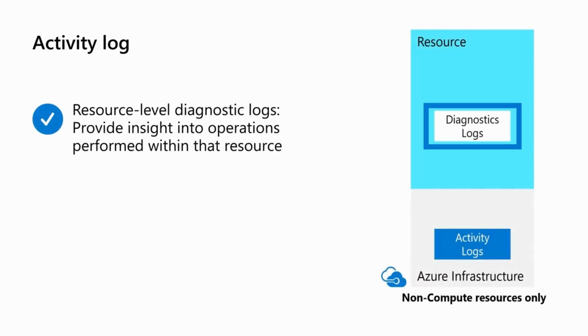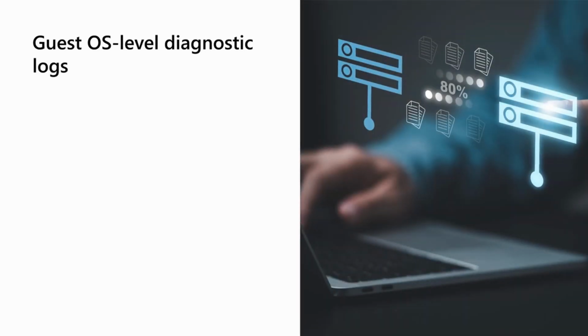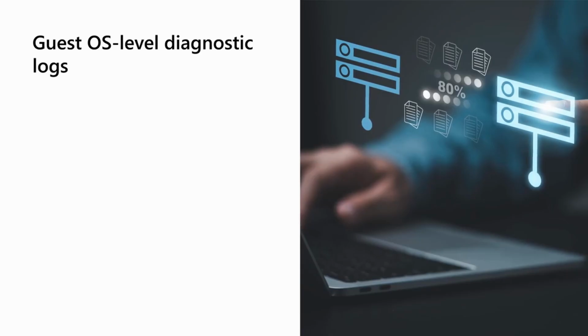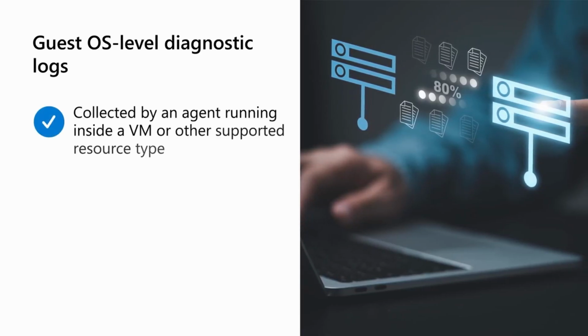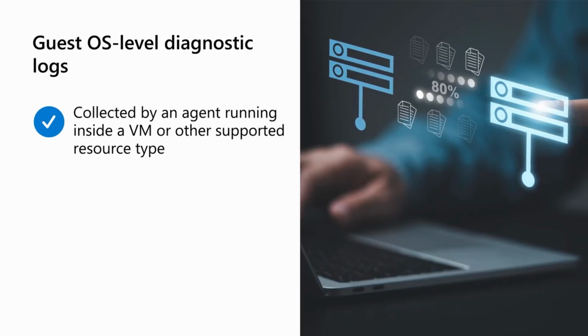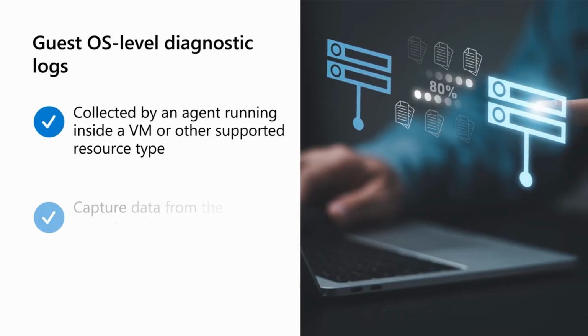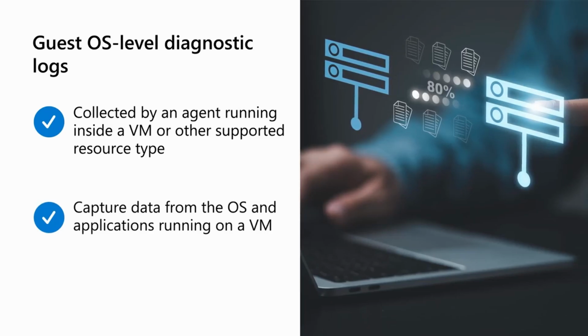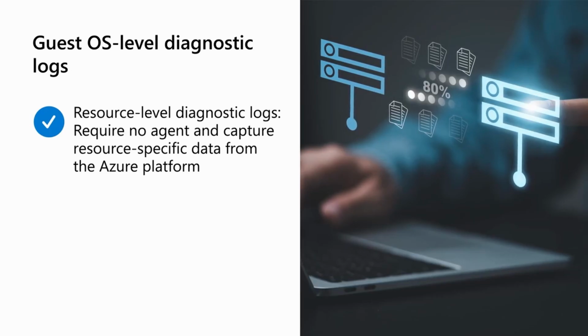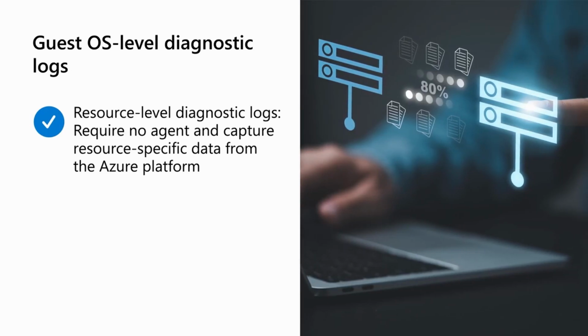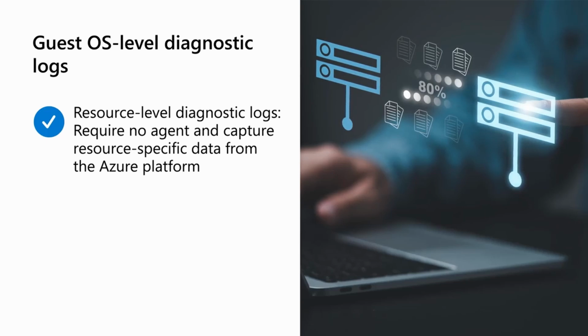Resource-level diagnostic logs provide insight into operations performed within that resource, such as getting a secret from a key vault. These logs differ from guest operating systems or OS-level diagnostic logs. Guest OS diagnostic logs are those collected by an agent running inside a VM or other supported resource type. They capture data from the OS and applications running on a VM. Resource-level diagnostic logs, on the other hand, require no agent and capture resource-specific data from the Azure platform itself.